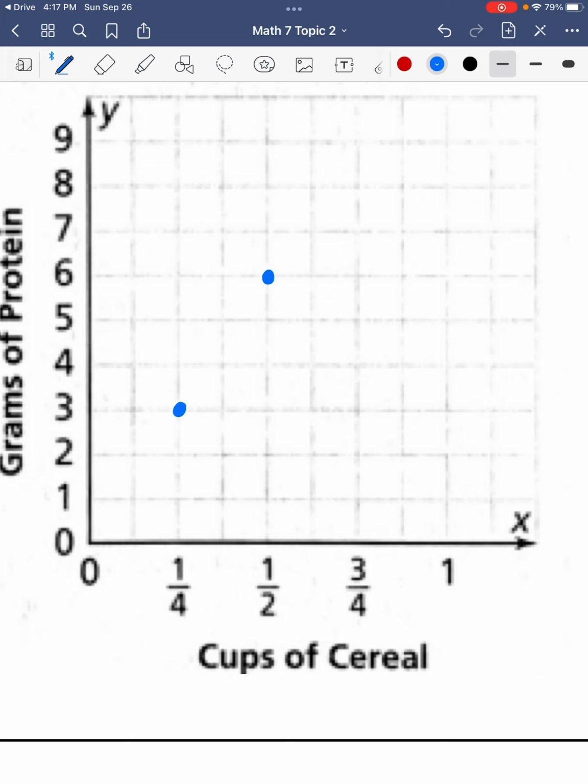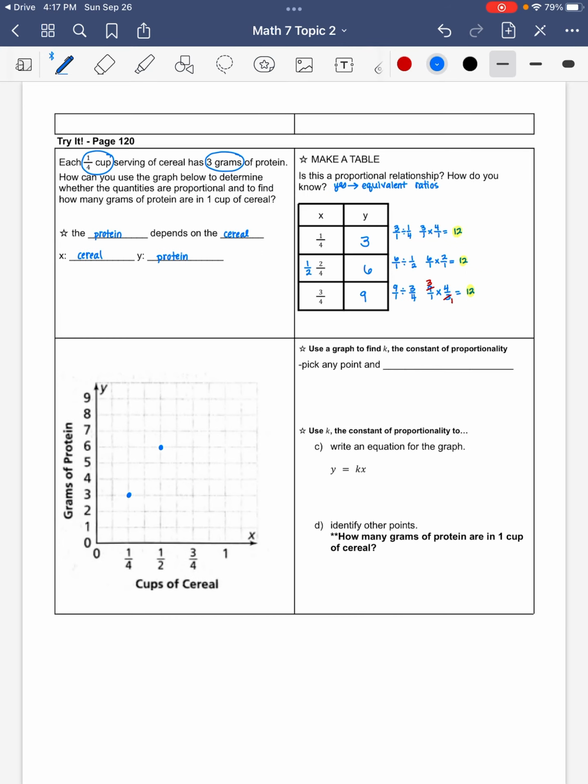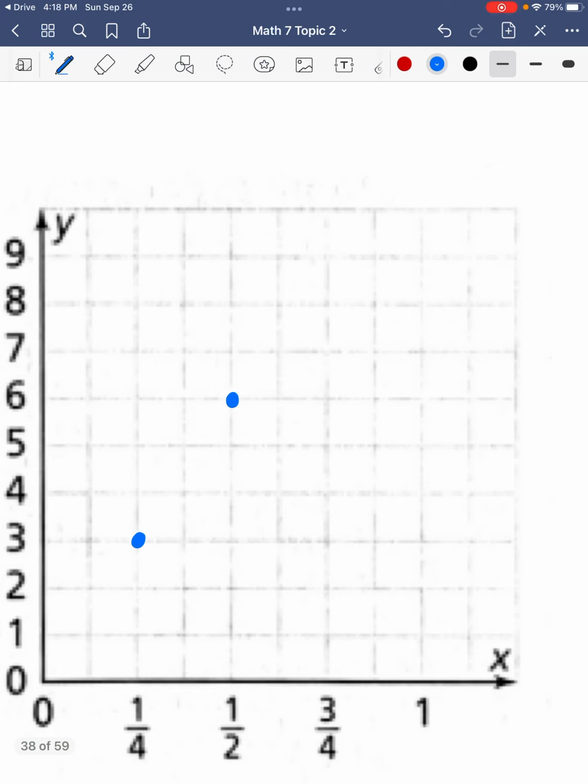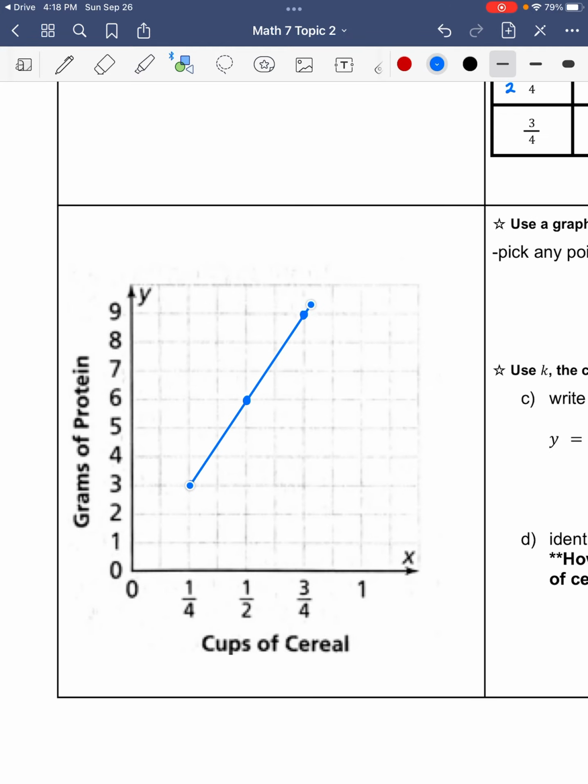Okay, and then the next point I plot is going to be 3/4 and 9. So 3/4 and 9 is going to be right there. And we can see very clearly that we do have a straight line. If I connect all of these points, I definitely get a straight line. But right now it doesn't go through the origin, correct? But we know this is a proportional relationship.